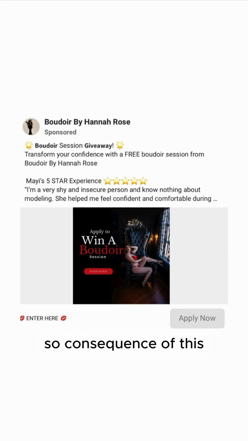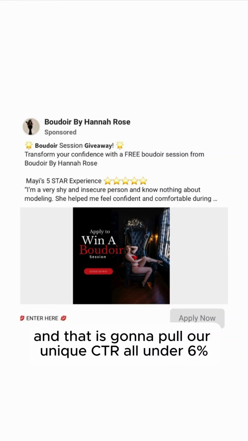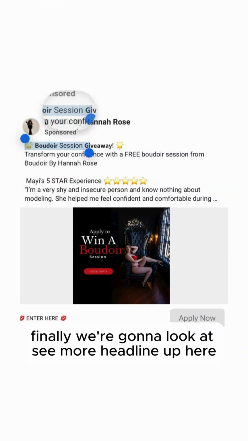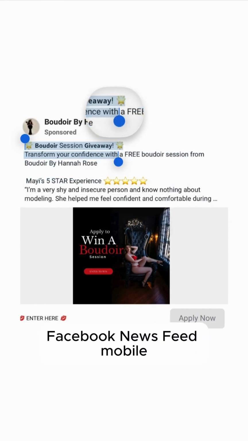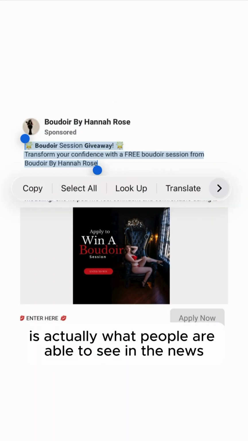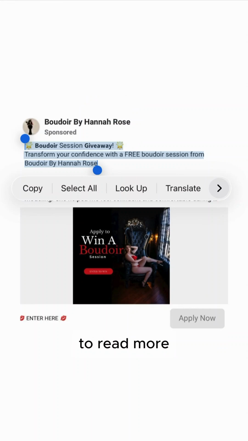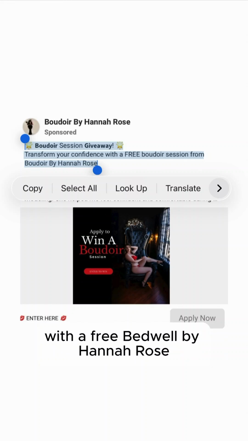So the consequence of this is more women are going to scroll by our Facebook ad than necessary, and that is going to pull our unique CTR under 6%. Finally, we're going to look at the see more headline up here. First 2 3/4 lines, Facebook newsfeed mobile. This is actually what people are able to see in the newsfeed before they click in to read more. Boudoir session giveaway, transforming confidence with a free boudoir by Hannah Rose.